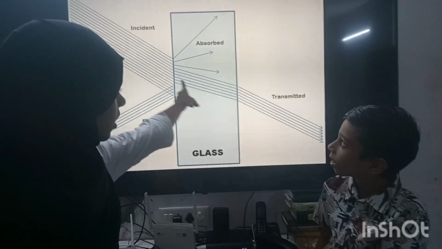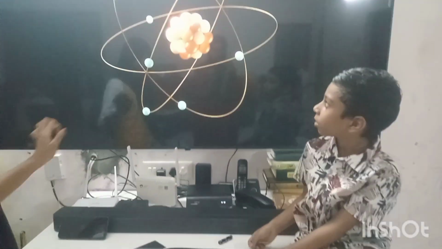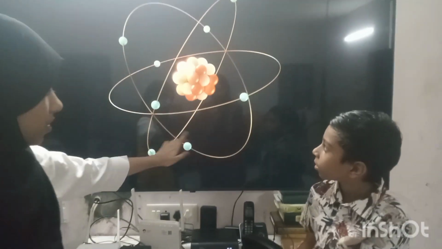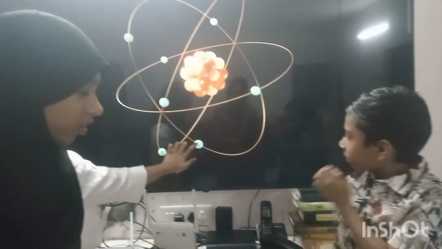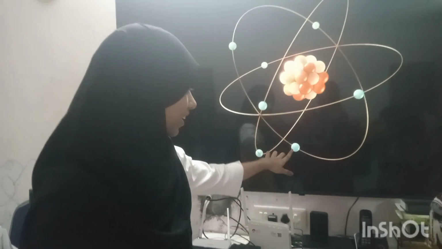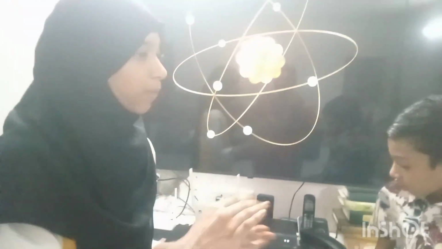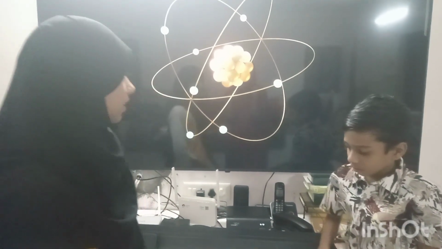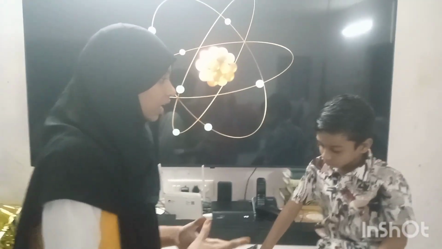In glass, you can see that most of the light is transmitted, right? And it also depends on the electrons. This atom has electrons and a nucleus, and electrons also change how the light is transmitted through glass. Like I already told you about absorption, when the energy of the electrons and the light match each other, it turns into heat energy. But in glass it doesn't match, so most of the light does not turn into heat energy.